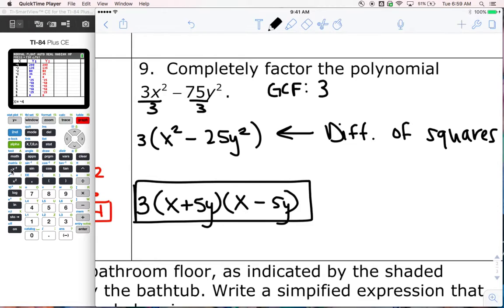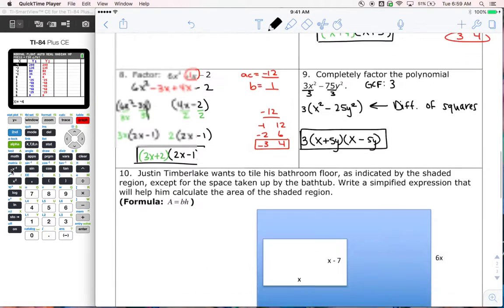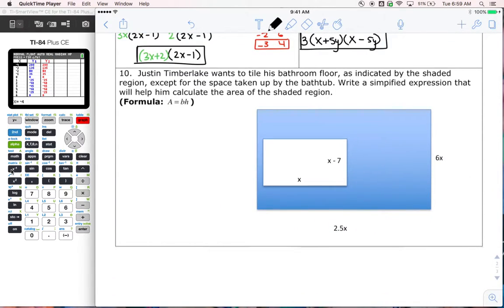Again, don't forget to check your answer. In this case, you'd have to use the box and FOIL it out because your calculator wouldn't be able to do that for you. Okay, last problem. Here we go. Justin Timberlake wants to tile his bathroom floor as indicated by the shaded region except for the space taken up by the bathtub. I'm assuming that's this white space. Write a simplified expression that will help him calculate the area of the shaded region.